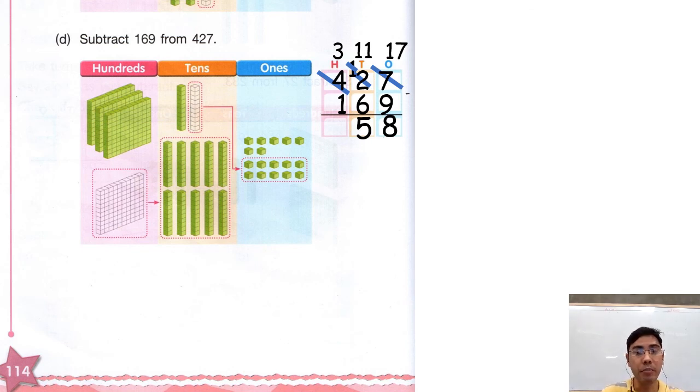Let's go to the hundreds place. Since we already borrowed earlier, 4 became 3. So we have 3. Take away 1, 2. The answer is 258. And we are finished for today's lesson.